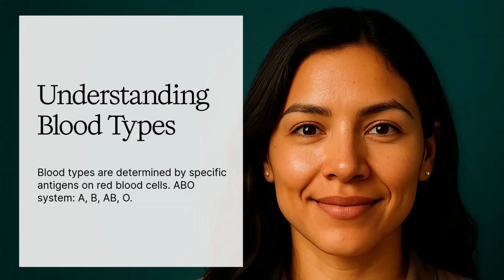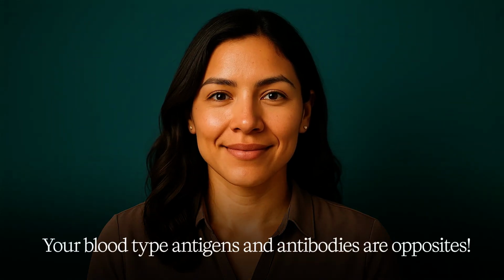Type A blood has only A antigens on red blood cells and naturally occurring anti-B antibodies in the plasma. Type B blood has B antigens on red blood cells and anti-A antibodies in the plasma. Type AB blood has both A and B antigens on red blood cells, but no naturally occurring antibodies in the plasma. Type O blood has neither A nor B antigens on red blood cells, but has both anti-A and anti-B antibodies in the plasma. Here's a helpful mnemonic for remembering antibodies.